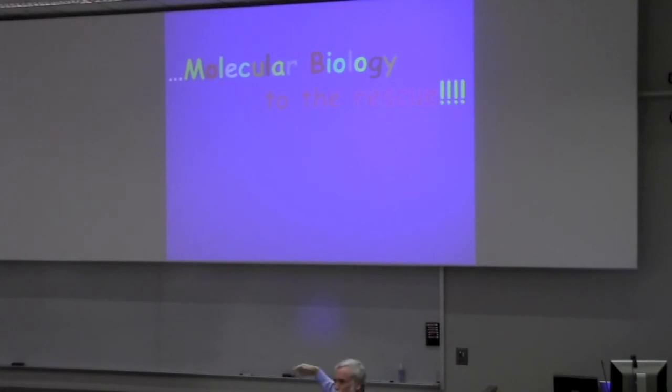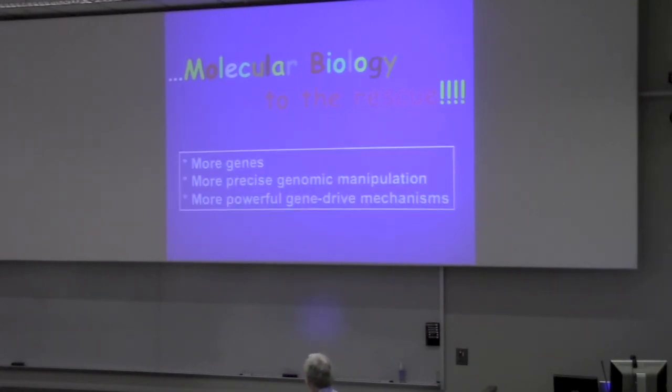So the rest of this is going to be a little bit about molecular biology to the rescue. I don't know if those are exclamation points or question marks, so we'll talk about that. Just when all of this is happening, the first transformation of Drosophila starts going on, just about the year after Curtis published that paper. So now we have more genes, more precise genomic manipulation, and more powerful gene drive mechanisms.